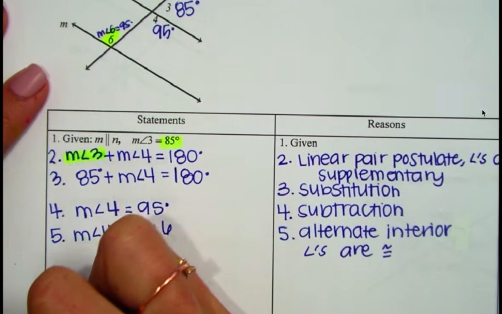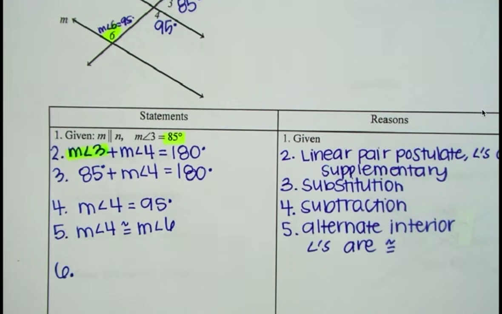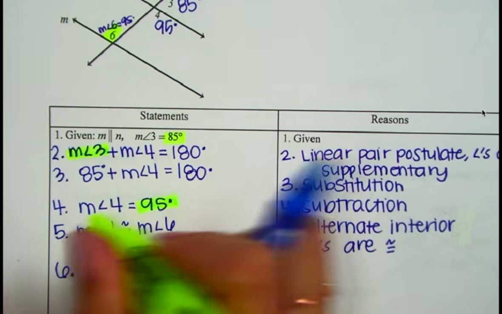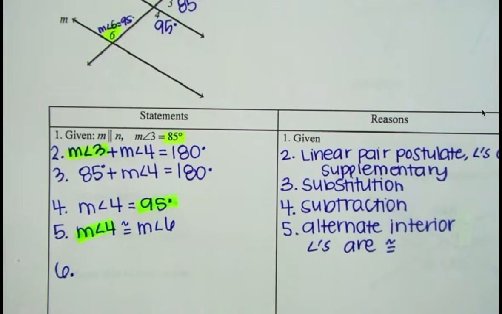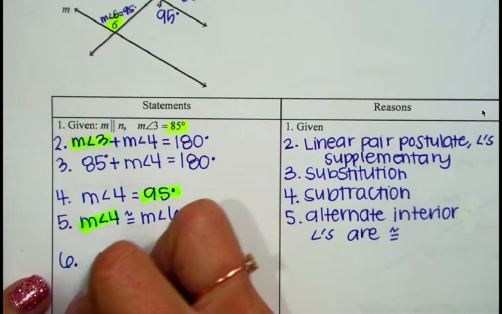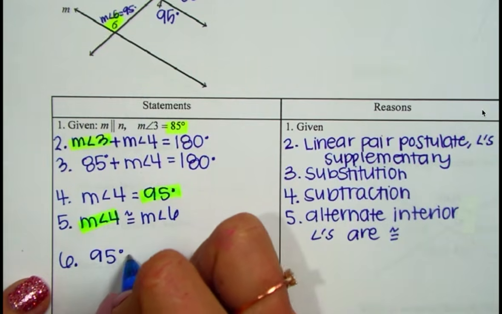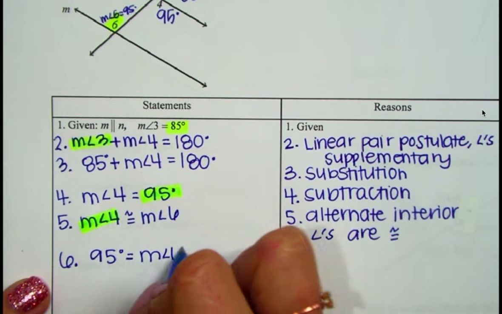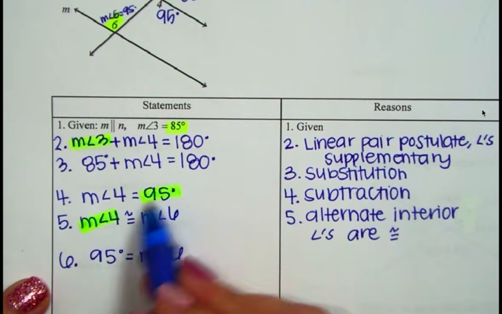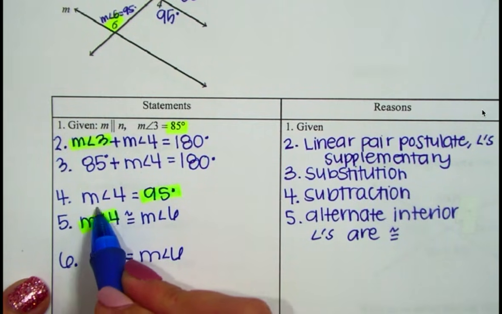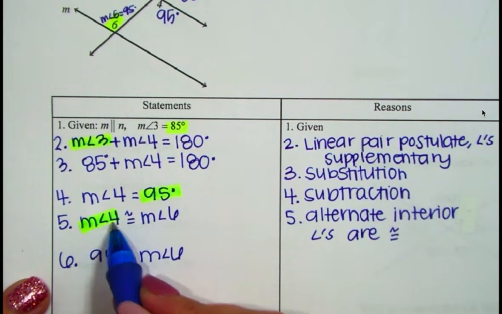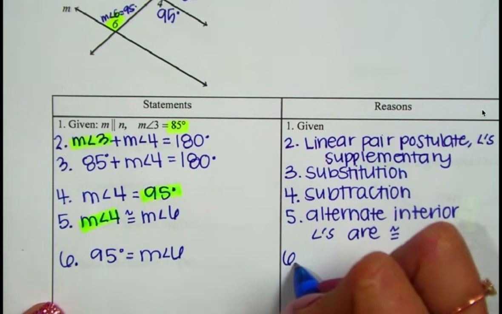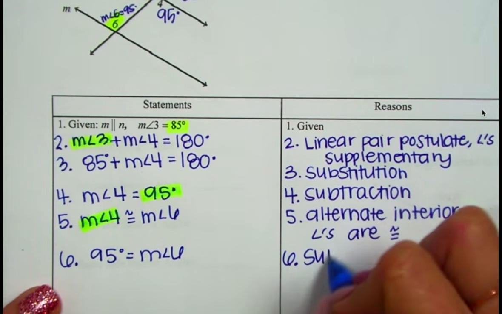So now I know again that angle 4 is 95 degrees. So I'm going to plug that in right there for the measure of angle 4 using substitution. So 95 degrees is going to equal the measure of angle 6. I plugged in that 95 right there for angle 4 because I know the measure of angle 4 is 95. And this is using, again, substitution.